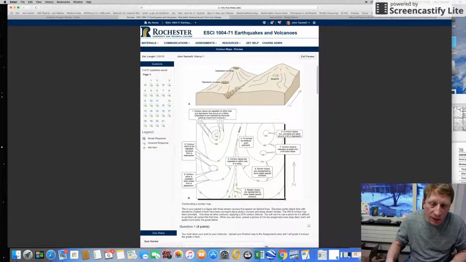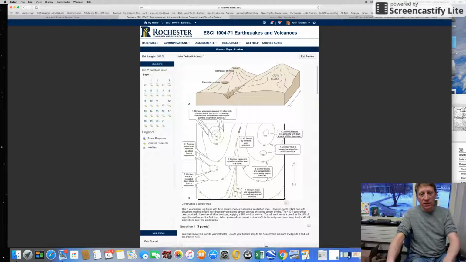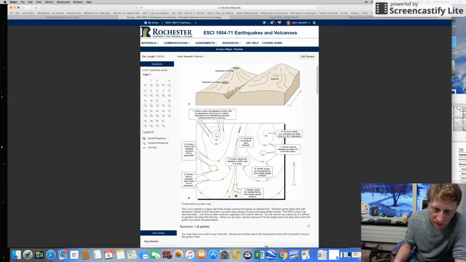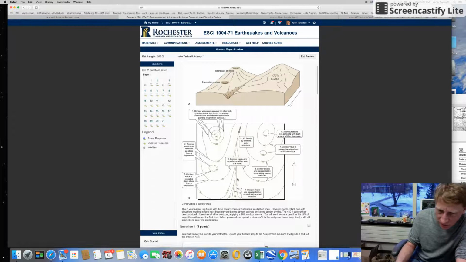So a couple of things about contour lines. One of them is that each map has a different contour interval. And what that is, is the vertical distance between contour lines. So in this case here, you can see there's a difference of 20 feet between contour lines. So this is the 80 foot, 100 foot, 120 foot. So the difference between each one is 20 feet. So that's the contour interval.